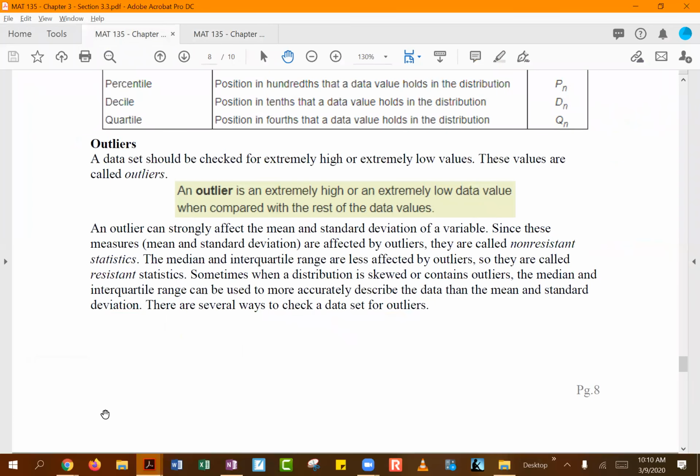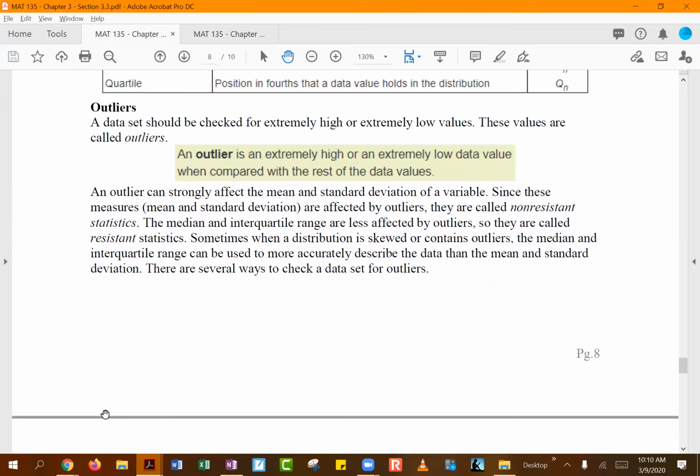Okay. So we had talked about outliers before. What do we understand by outliers again? Exactly. It's going to be something that stands out from the rest of your data values. And of course, you can see that little definition here.